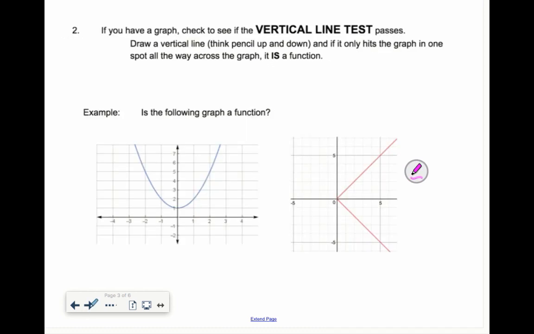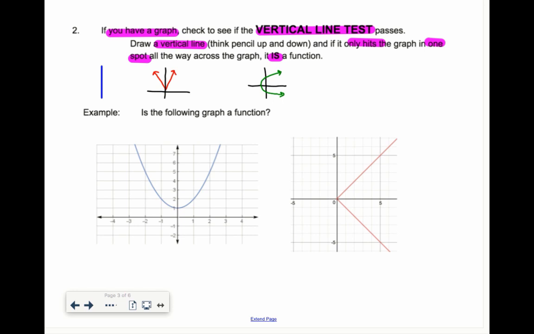If you're given a graph, check to see if the vertical line test passes. For the vertical line test, you draw a vertical line. Think of your pencil. If it only hits the graph in one spot all the way across the graph, it is a function. So let me summarize what the above says. You don't have these two graphs on your paper, so you might want to pause and go ahead and draw them in. This right here, I'm going to treat as my vertical line. If I take this vertical line and move it across the first graph, does it hit the graph in more than one spot at a time?